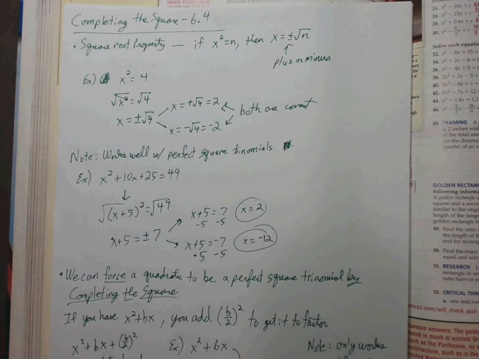Okay, this is section 6.4, completing the square. Now, to understand what completing the square is, it's a way to solve quadratic equations by forcing it to be able to factor. But to do that, you need to understand the square root property. We've done this before. It's just restating it again.